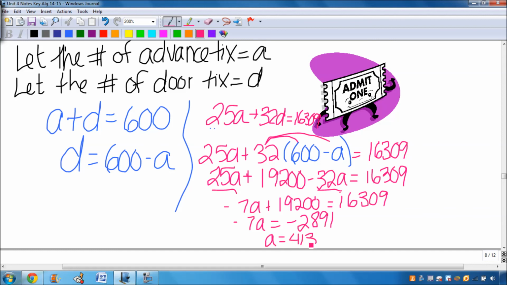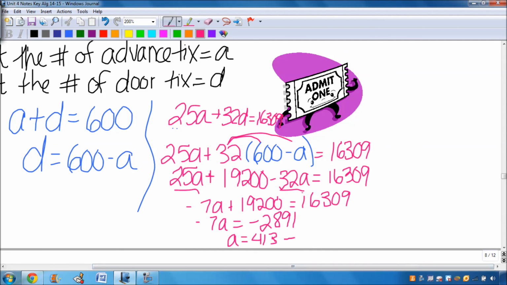So 413 tickets were sold in advance, okay? But how many tickets were sold at the door? Well, you know that A plus D equals 600, right? So that's what I'm going to use as my equation. You can use any equation you want. I prefer to use this one because it's simpler. It's a lot easier to deal with.